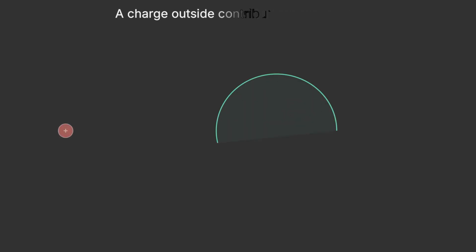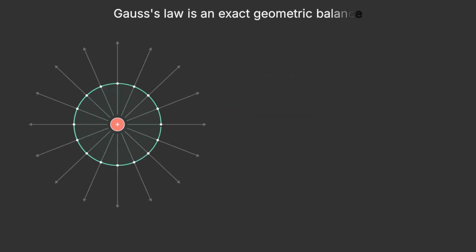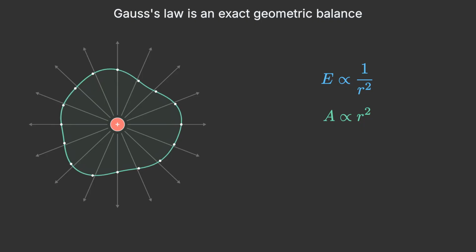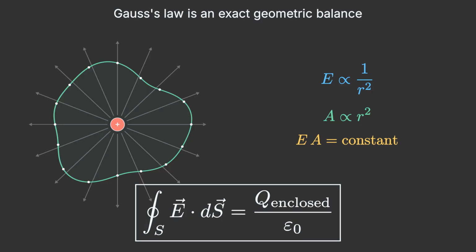A charge outside a closed surface contributes no net flux. Its field enters the surface, giving negative flux, and later exits, giving positive flux. These contributions cancel. That is why the law contains enclosed charge, not every charge nearby. For any closed surface, the complete law is the closed surface integral of E dot ds vector equals the enclosed charge divided by epsilon naught.